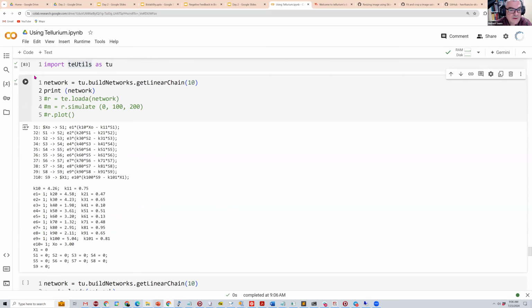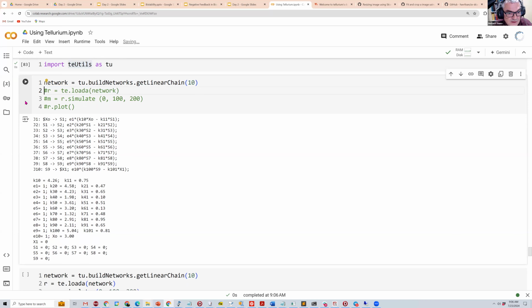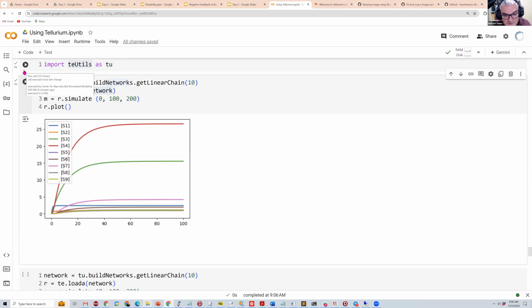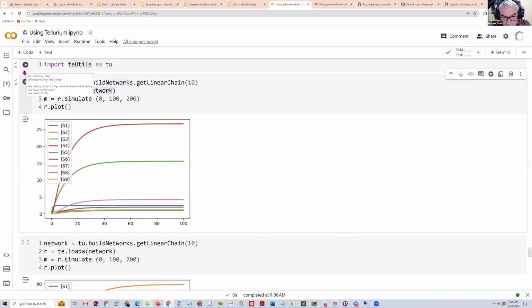All right? So with that, I can now load this model into Antimony, run a simulation, and see what I get. There you go. That's your random model, all right? In this case, it's just a linear chain.